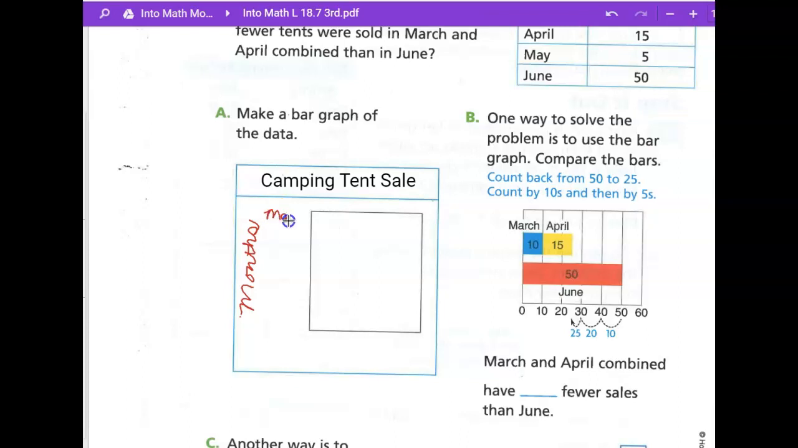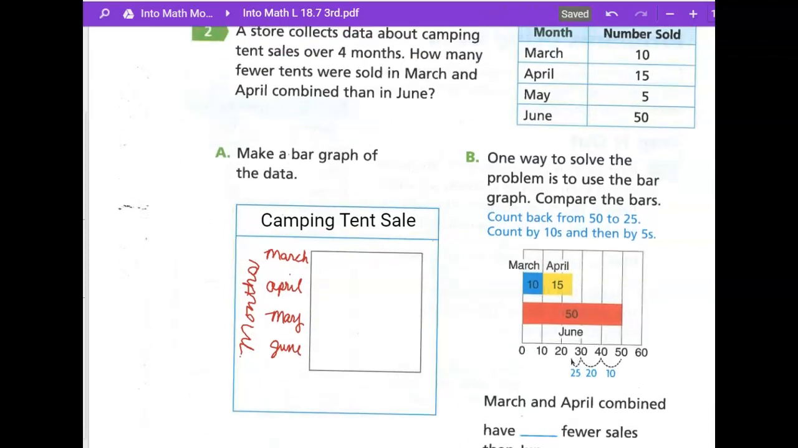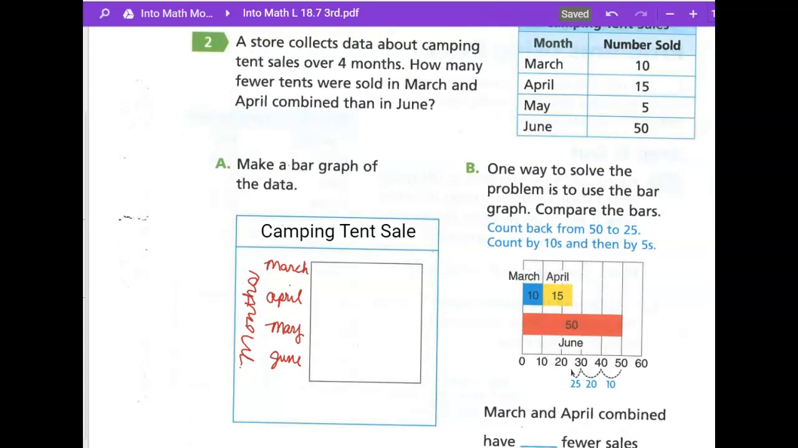March, April, May, and June. Okay? Now we have to decide on, if we put some bars across there, what our scale is going to be at the bottom. We have 10, 15, 5, and 50. So we can't make it anything too small or our June won't fit on there. So let's do them by 10.